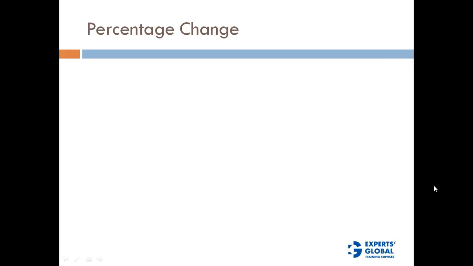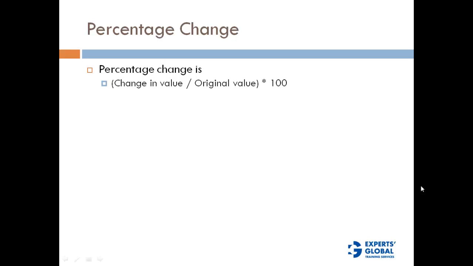The next concept is percentage change. This is a very important concept tested very frequently on the GRE. So what exactly is percentage change? Percentage change is calculated as change in value divided by original value into 100. For example, if 100 becomes 80, the change in value will be 20, divided by the original value 100, into 100.